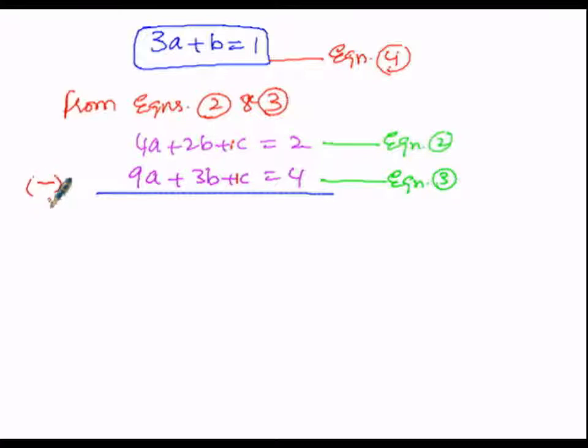Since the third equation is entirely subtracted from the second equation, the signs of each and every term will be changed, plus as minus and plus as minus in the second term, and here also positive becomes negative. So, here 4a is positive, and here 2 is also positive.